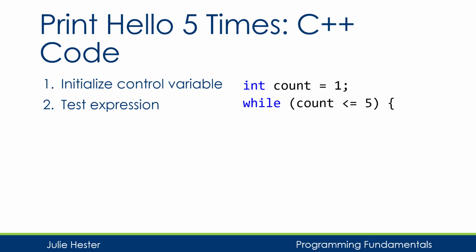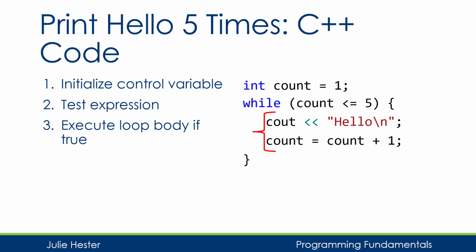Count less than or equal to 5 is either going to have a value of true or false. And if it does have a value of true, then I'm going to execute all of the statements inside of the code block with the curly braces. And with the loop, that's what I'm going to call my loop body. So these two statements here that are inside the curly braces, or belong to this code block, are both a part of my loop body, and I will execute them if that test condition was true.